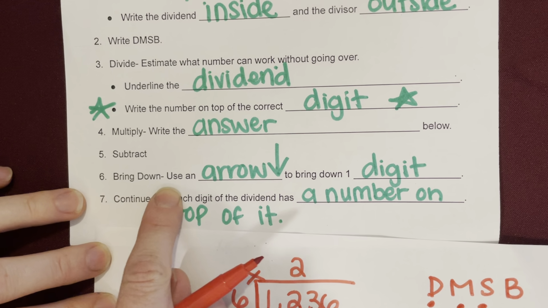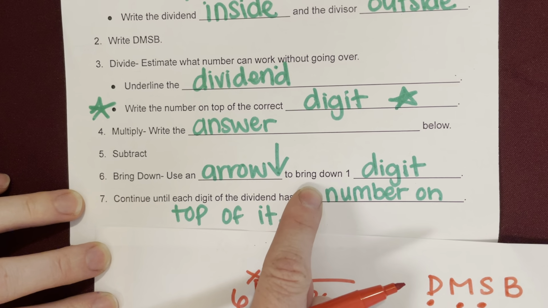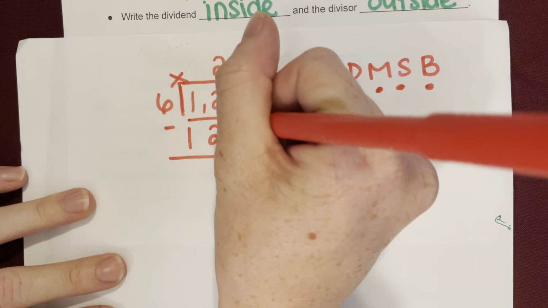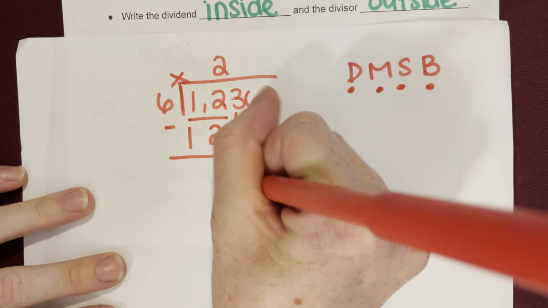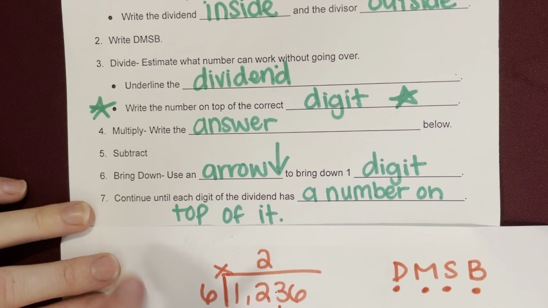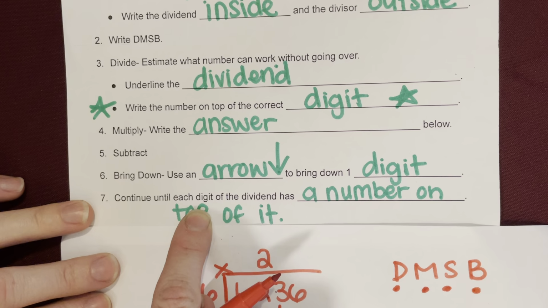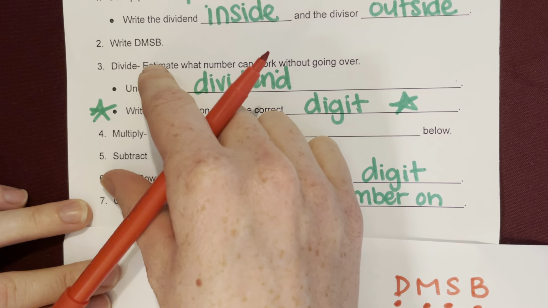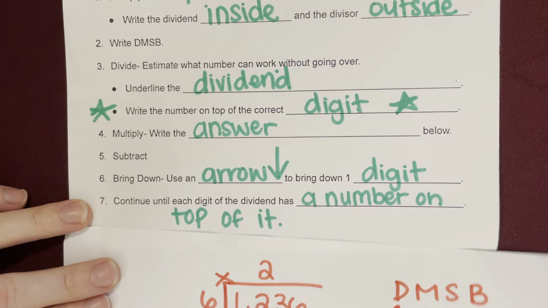Next, bring down using an arrow. Bring down 1 digit. So I'm going to bring down my 3. Now, I'm going to continue that same process, steps 3 through 6. And instead of me referring back to it, I'm going to refer to my daddy, mommy, sister, brother over here.